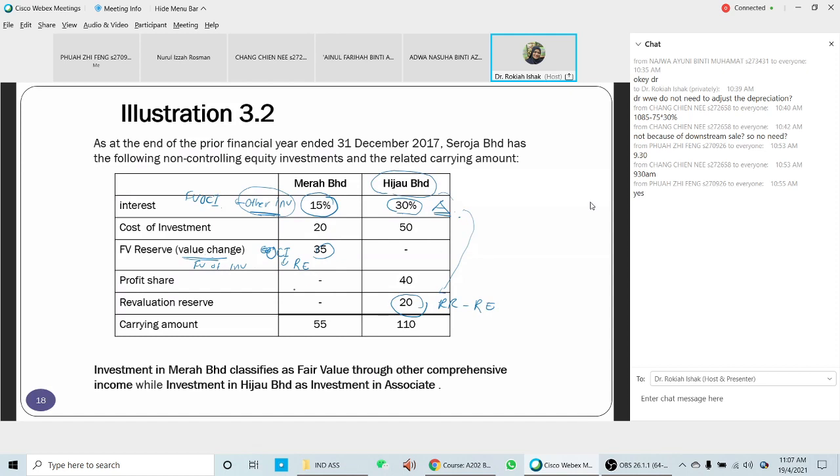So look at here for Merah, you have a carrying amount of 55, and then for Hijau we have 110. For Merah, it is classified as fair value through other comprehensive income, so this is other investment. And then Hijau is considered as an investment in associate. This is important because the treatments will be different.